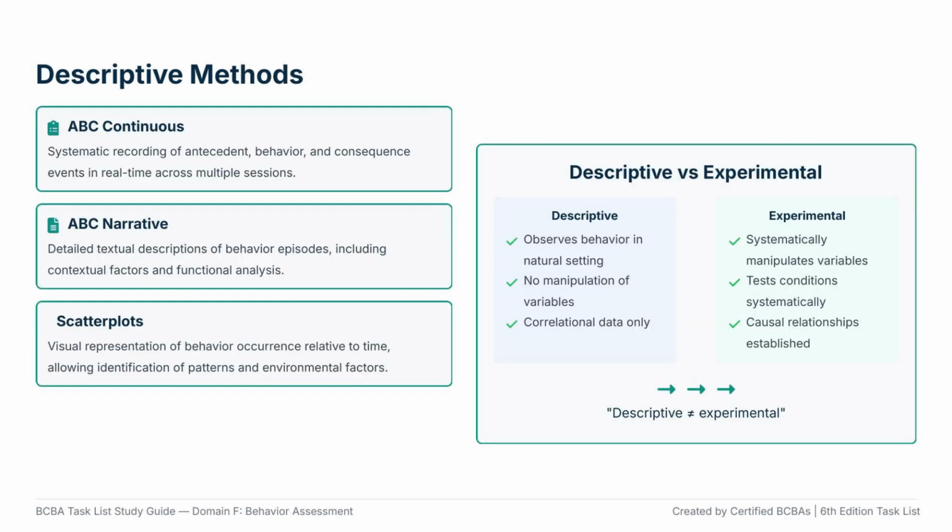ABC continuous recording tracks events as they occur. ABC narrative provides detailed qualitative descriptions. Scatterplots show temporal patterns across days or routines. Each method reveals different types of information, but none can isolate controlling variables with certainty.